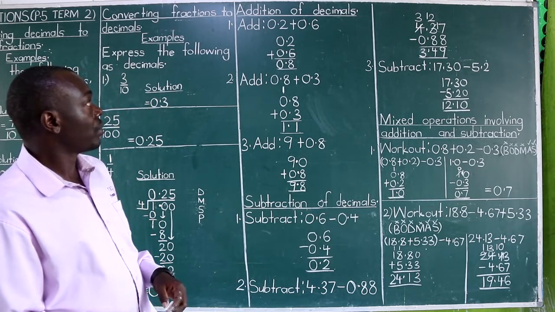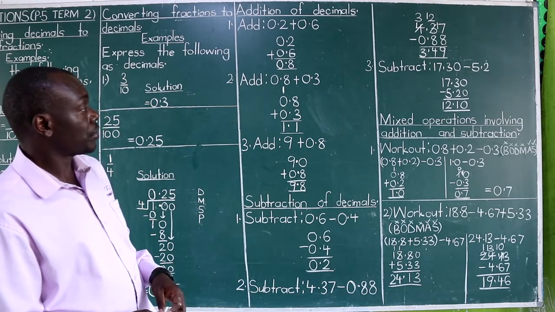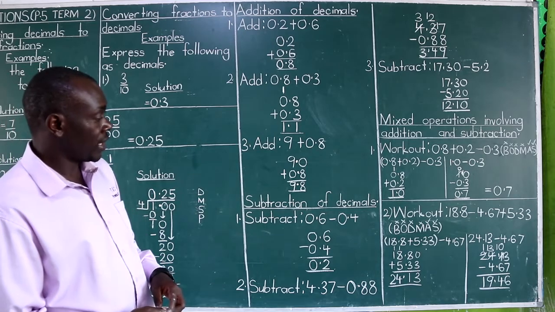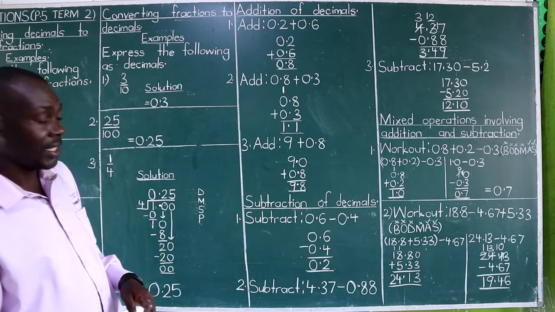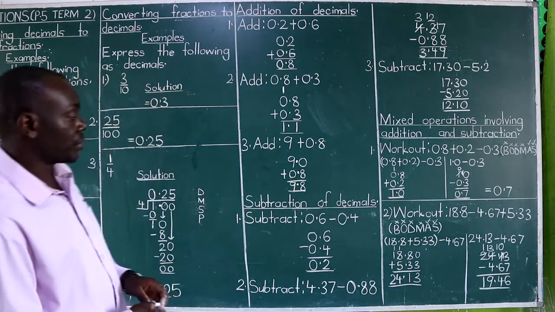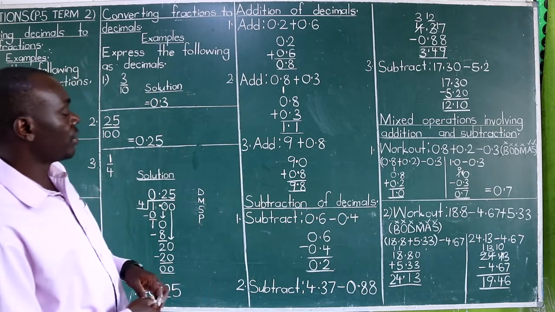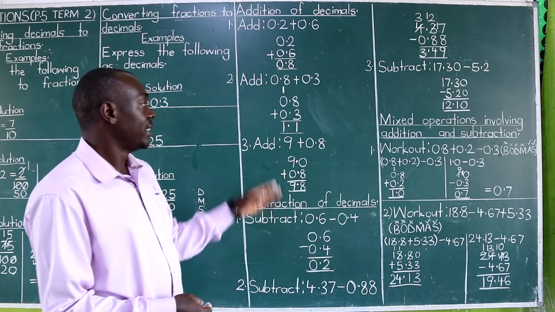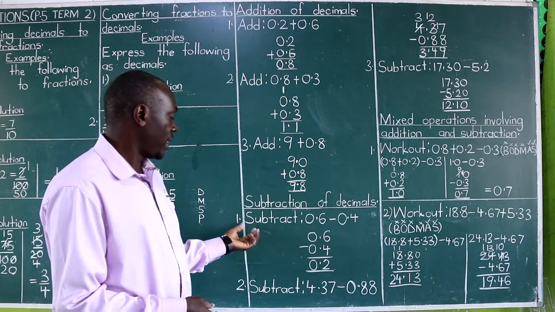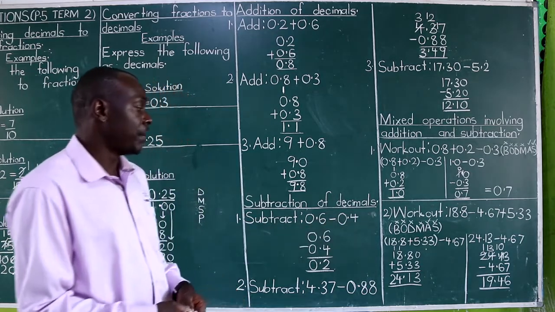So for any piece of work that calls for addition of decimals, please do like that. And when done, you will never fail again. As we look at subtraction of decimals, like addition of decimals, in subtraction of decimals, we order in the same way. So, like we see, the first example tells us to subtract 0.6 and 0.4.